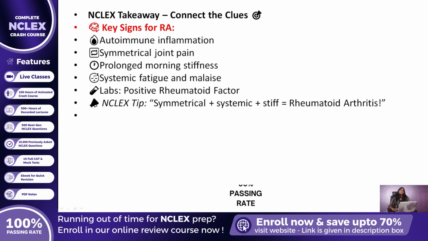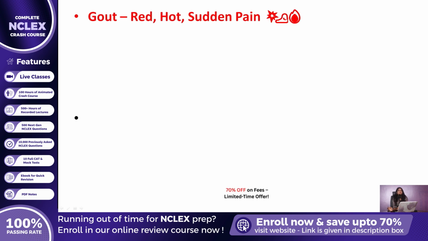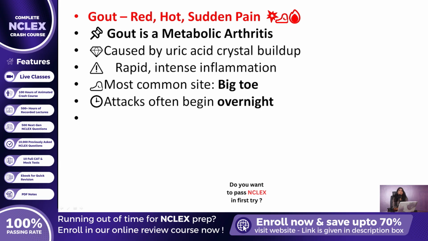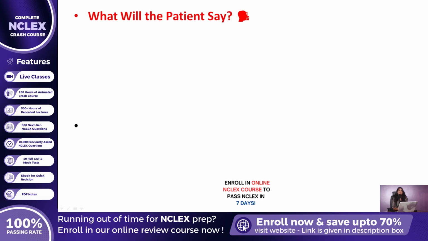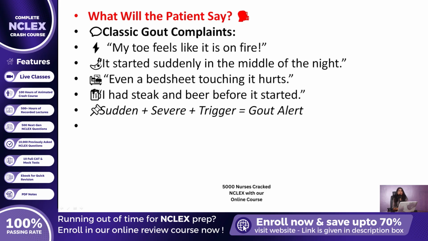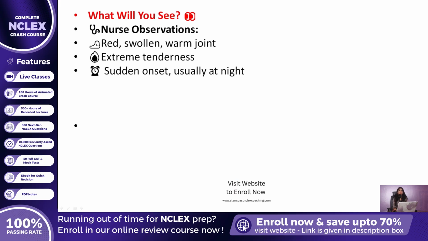Now let us talk about a condition that brings pain you will never forget. Gout, also known as the red-hot sudden pain. Gout presents with sudden, severe stabbing pain, most commonly in the big toe. The affected joint becomes red, hot, swollen, and extremely tender. So tender, in fact, that patients may tell you they cannot even tolerate the weight of a bedsheet resting on it.